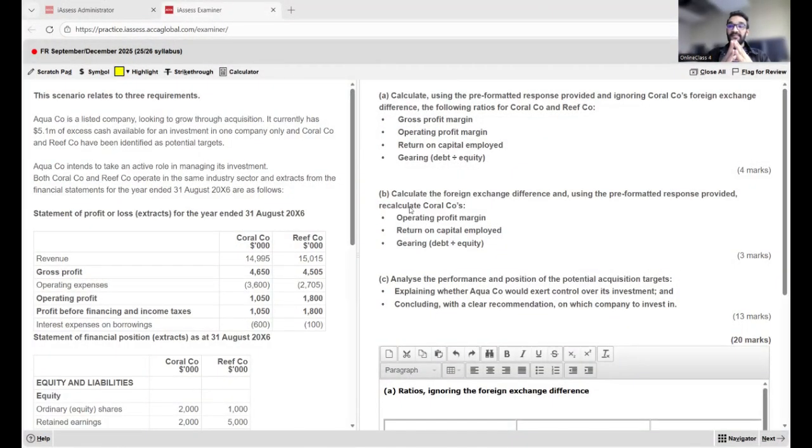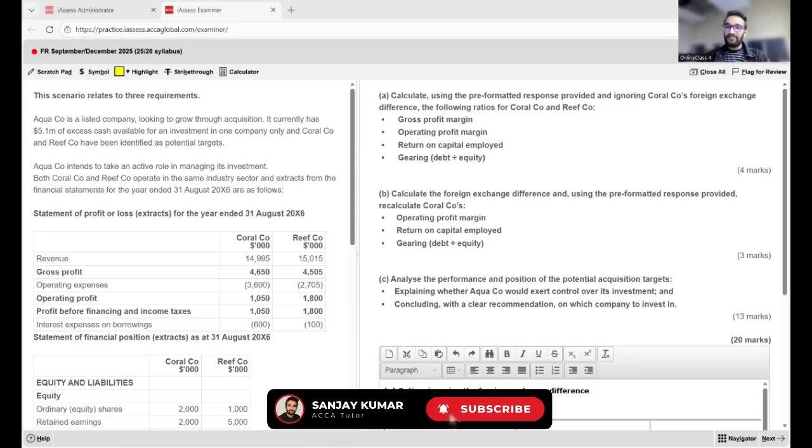I'm recording the second portion of the FR September-December 2025 recent past paper. This is a very important past paper because it had two questions. One is about the consolidation, the consolidated profit and loss and goodwill. Second is about the ratio analysis, right? Now, in this ratio analysis, what are the requirements?